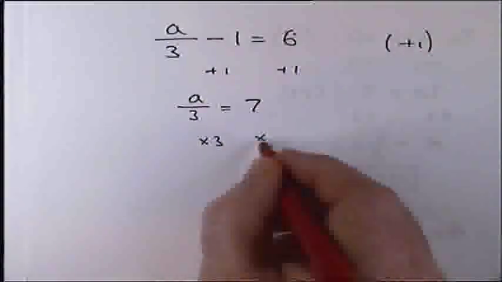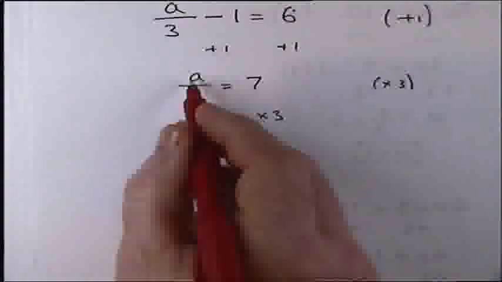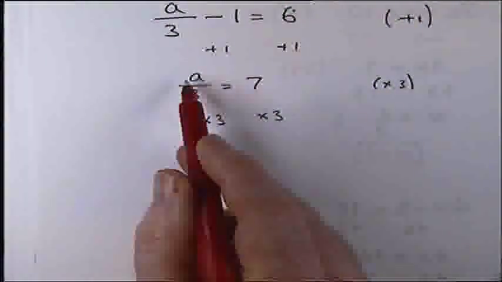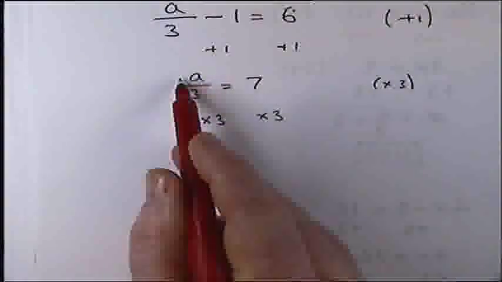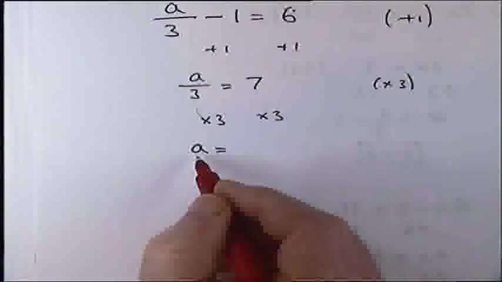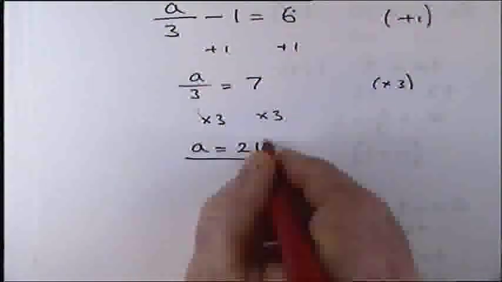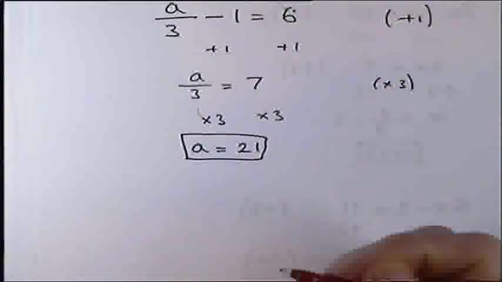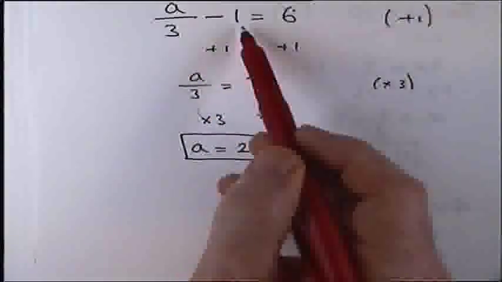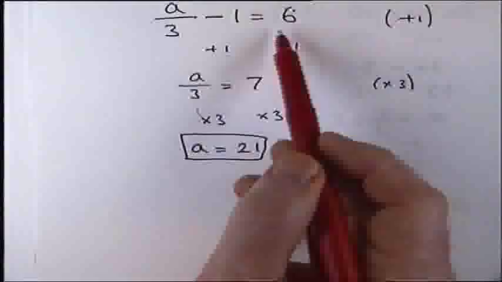It's timesing by 3. So we're going to times both sides by 3, and that gives us a, because if you do 3a divided by 3, we get a, which is the reason why we times by 3, just to get a on its own, and 3 7s are 21. So that's the answer. And again, we can check it, because 21 divided by 3 is 7, and 7 take away 1 is 6. So the left hand side is 6, and that is equal to the right hand side, which is also 6.